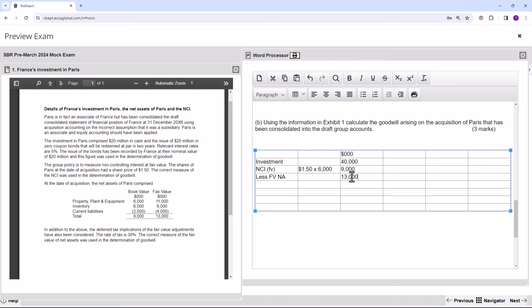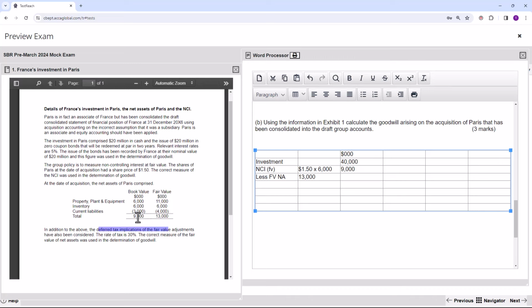If you've done that, it's okay, but it's wrong. The reason it's wrong is because the deferred tax wasn't taken into account on the 13. How do I know? Because I've read the question. In addition to the above, the deferred tax implications on the fair value adjustments. The fair value adjustment is +4. 13 is the fair value. Book value was 9. So there's a net fair value adjustment positive gain of 4.